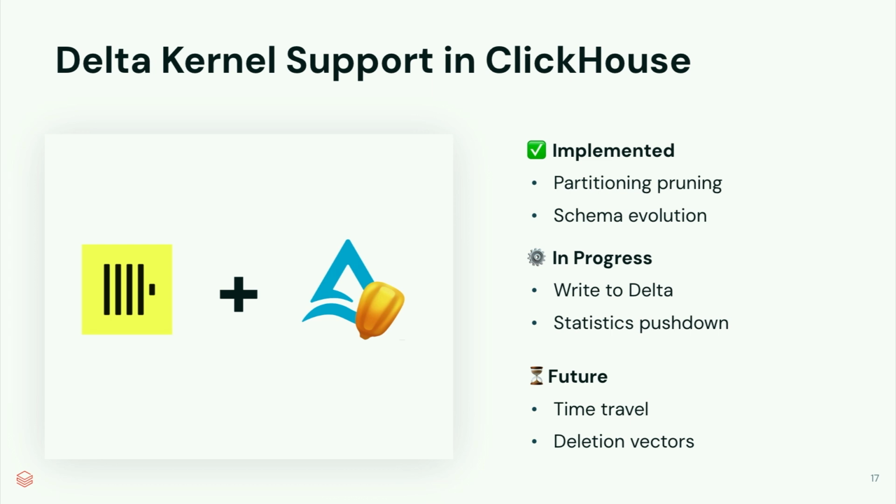So I think we integrated with the Delta kernel maybe a couple of months ago, and from there we were able to quickly start supporting some Delta specific features like partition pruning and schema evolution. We are on the way to start supporting writes to Delta tables using the Delta kernel, and then we'll expand to statistics pushdown and time travel, and it makes it much easier and faster for us to start working on top of this integration. So that's one integration that we did with the Delta kernel.